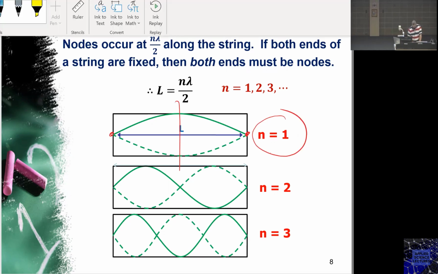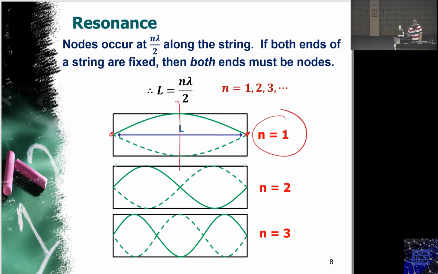Now, what is the equation that defines the wavelength in terms of the physical length of that string? So if L is the physical length of the string, then how much is the wavelength for that fundamental frequency? The expression is the following. Lambda n equals 2L over n. This is the wavelength in terms of the physical length of the string.